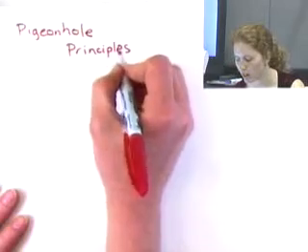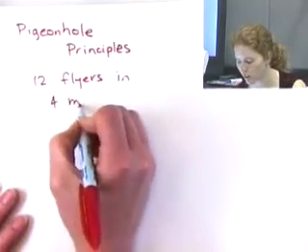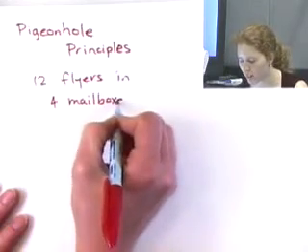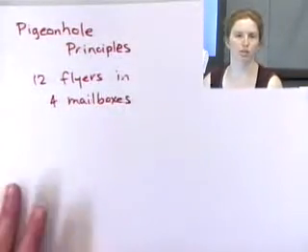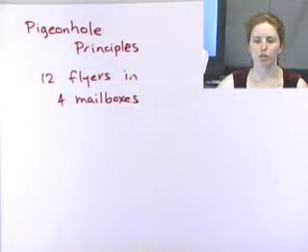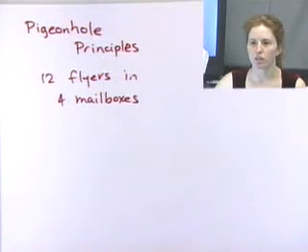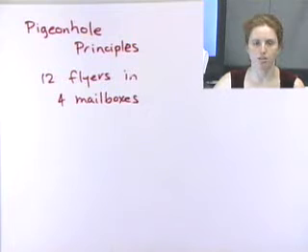So we were just talking about placing 12 flyers in 4 mailboxes. And instead of counting how many ways there are to distribute the flyers, let's figure out if we can prove that a certain number of flyers gets put in one mailbox. If I have to give out all 12 of them, there's going to be at least one mailbox that has at least 3 flyers in it.